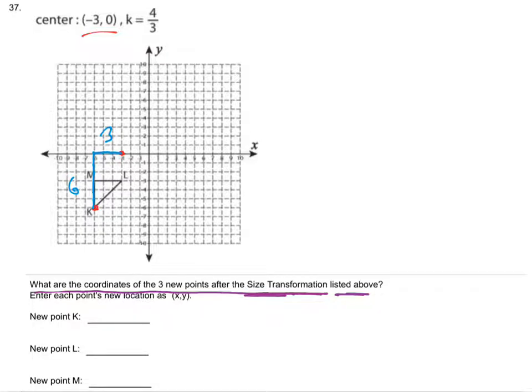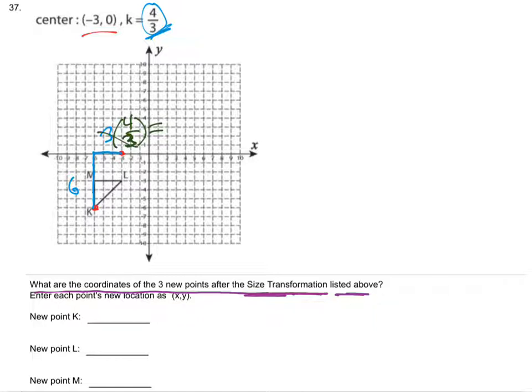So we're going to take those numbers and we're going to size transform. So it's like this is the center of the photocopier, and we're going to size transform. We're going to make this triangle a little bigger because 4/3 is a fraction that's a little more than 1. So we're going to size transform it 4/3, a little more than 1. So here we go. I'm going to multiply both of these numbers by 4/3.